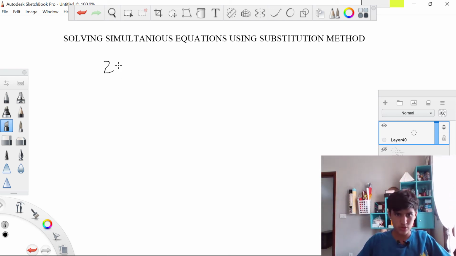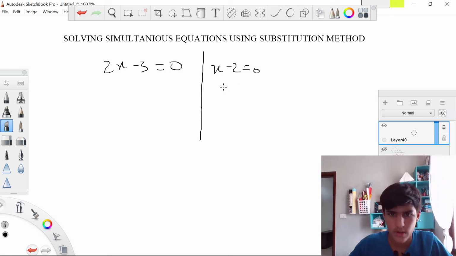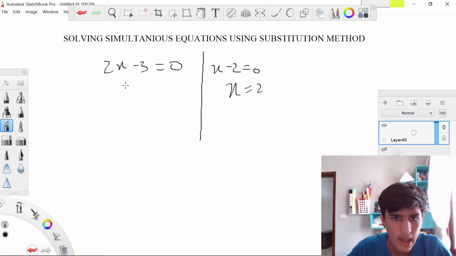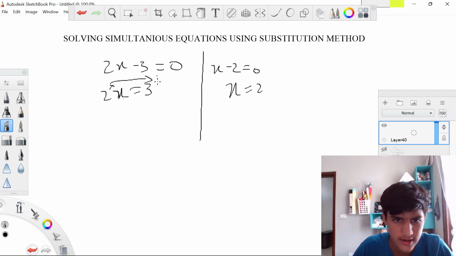So 2x minus 3 is equal to 0 and x minus 2 is equal to 0. x is equal to 2, and here 2x is equal to 3, and here it is multiplying by x, so we're going to take it there and divide it by 2. x equal to 3 upon 2.